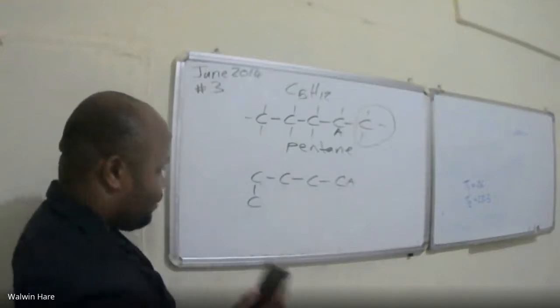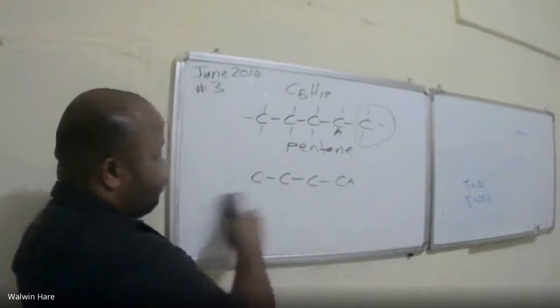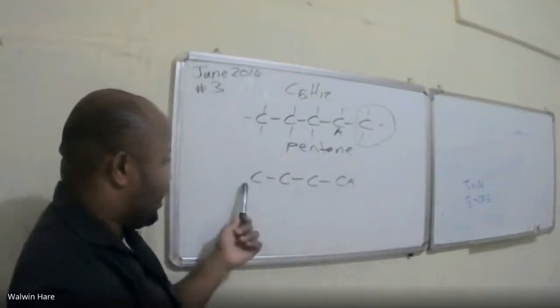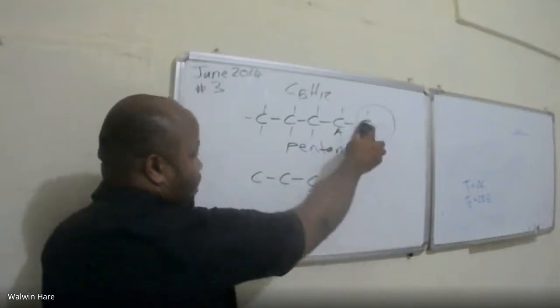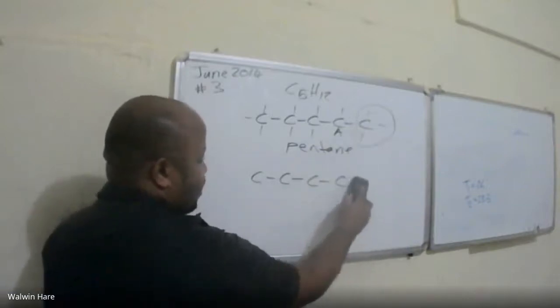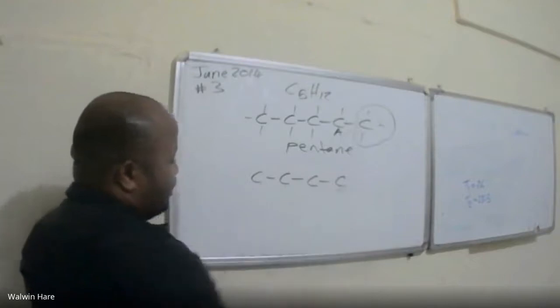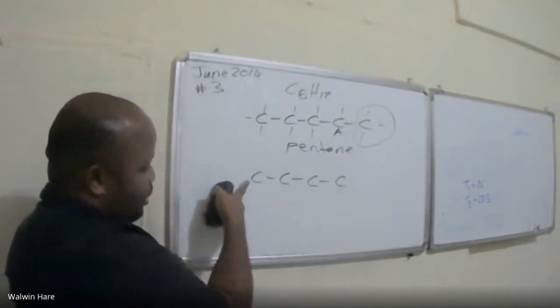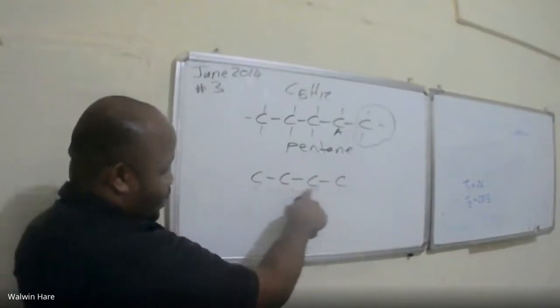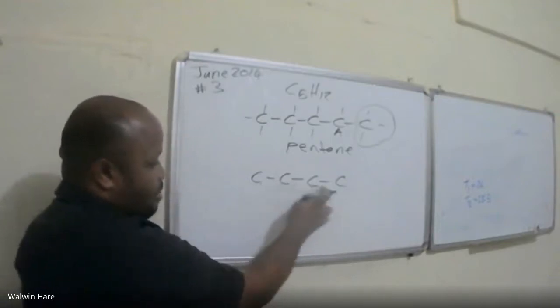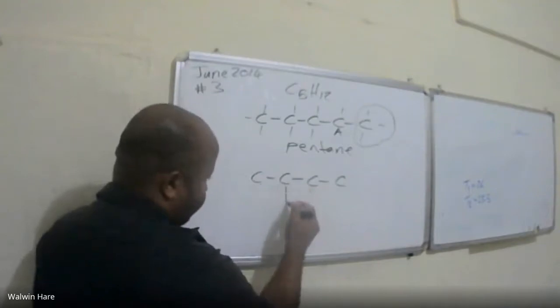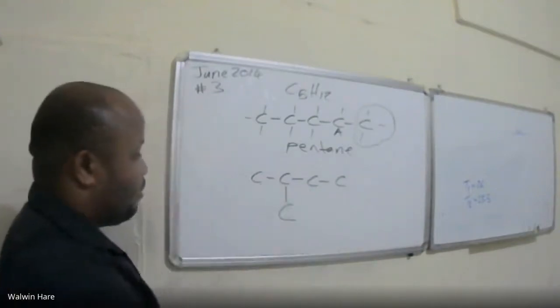So what I'm telling you is, when you take off a carbon atom, do not put it at the end of any of the carbons. So when you take off this, do not put it on this carbon at the end, do not put it on this carbon at the end. Put it on one that is in the middle. So you'll put it on this or this.